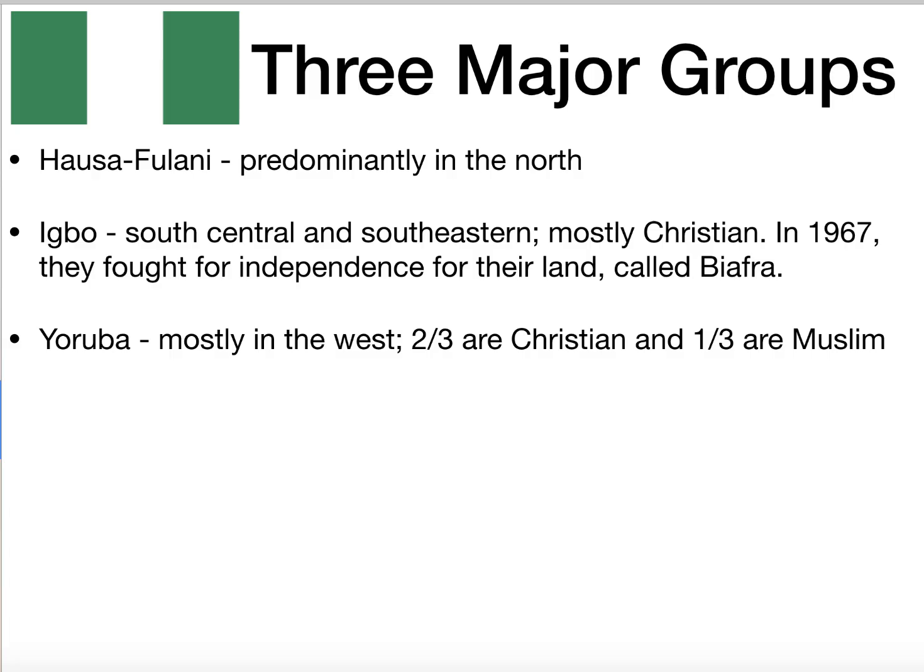All right, 3 major ethnic groups in Nigeria are the Hausa Fulani, which is predominantly in the north, the Igbo, which is more in the south and southeastern part, they tried to actually break away in a place called Biafra, and the Yoruba are mostly in the western part. But it's, I think, more important just to know the north-south divide.